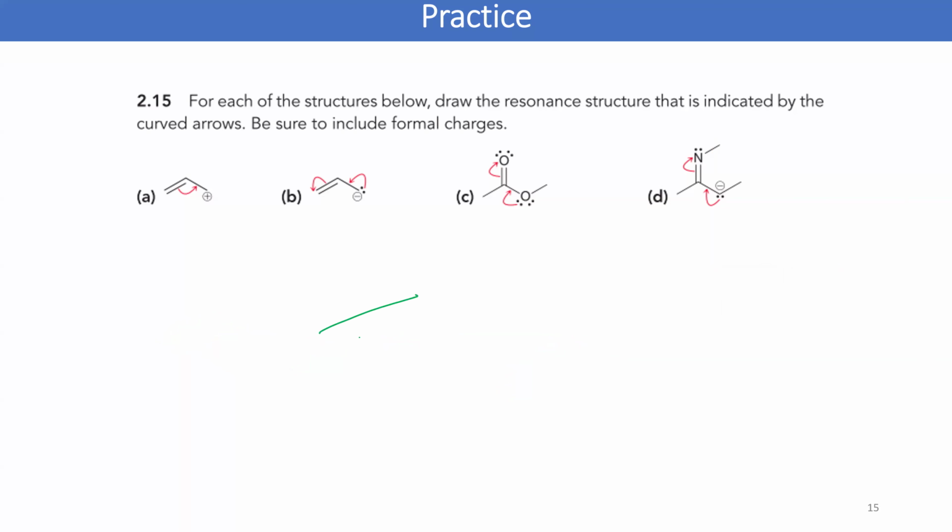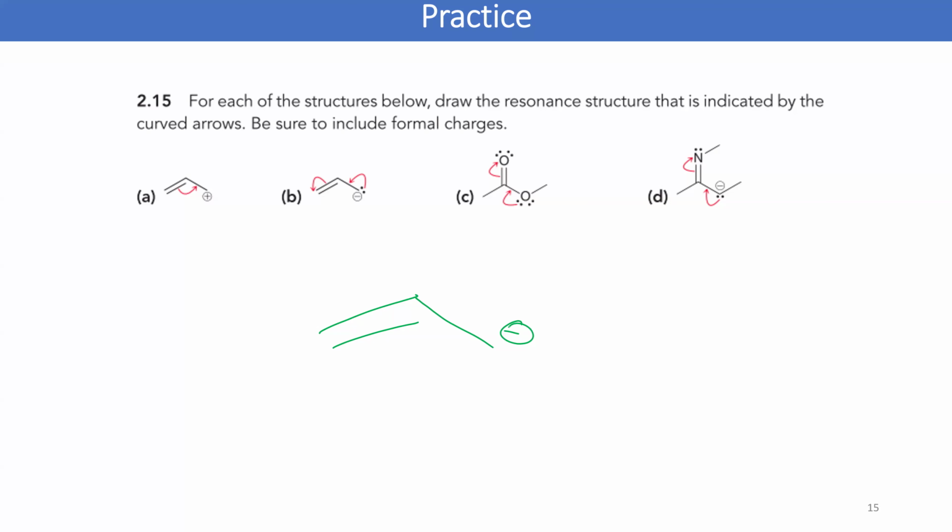So for B, looks really similar, right? Except it's a negative charge on a carbon. And a negative charge on a carbon means a lone pair. A positive charge on the carbon and a negative charge on the carbon both mean only 3 bonds. But the negative charge means that you have a 4th electron group as a lone pair. And a positive charge means you are missing an electron group.